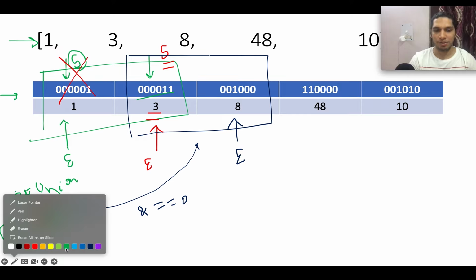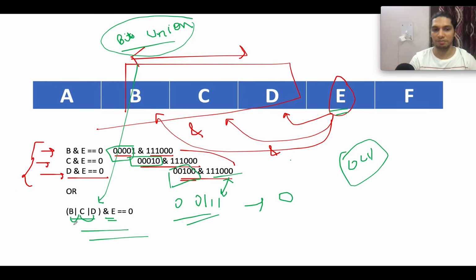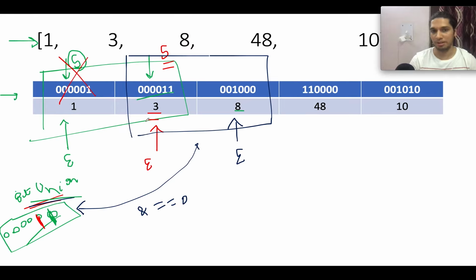Since 8 can be part of the sliding window, we should be updating the bit union variable, and this would be updated to the OR operation between this variable and 8 that we have. So 3 OR 8 would be equal to 0 0 1 0 1 1. So this gets updated. Now we have the bit union variable equal to this one, 0 0 1 0 1 1, which is basically the OR of 3 and 8.